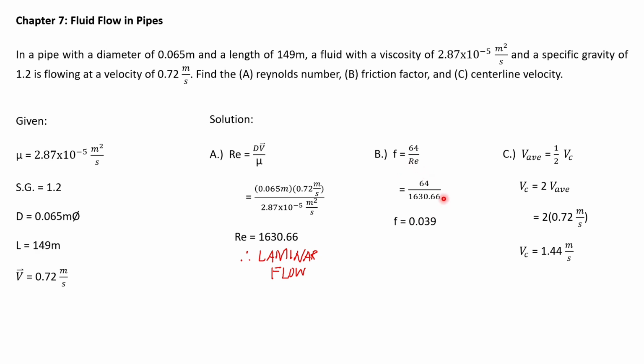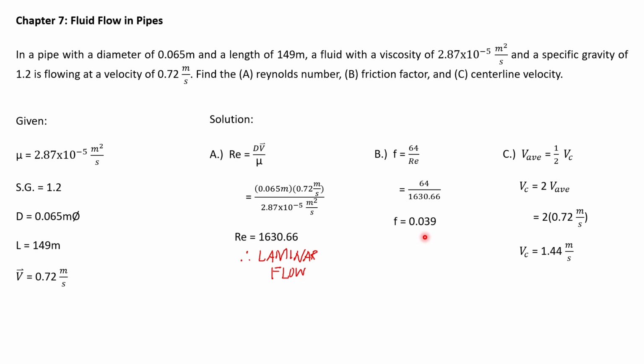Let's substitute the givens. So we will have 64 divided by 1630.66. Calculating this, we will have a friction factor value of 0.039.